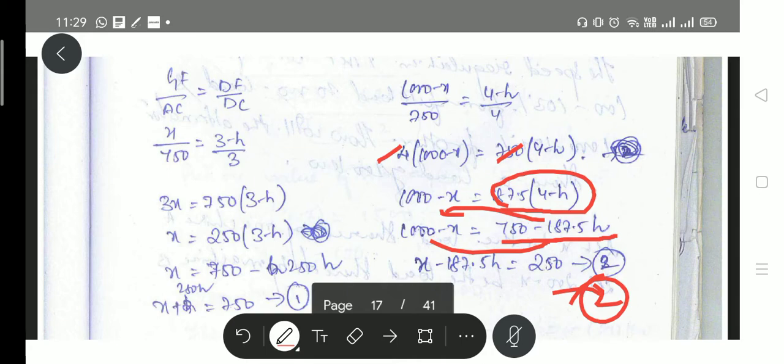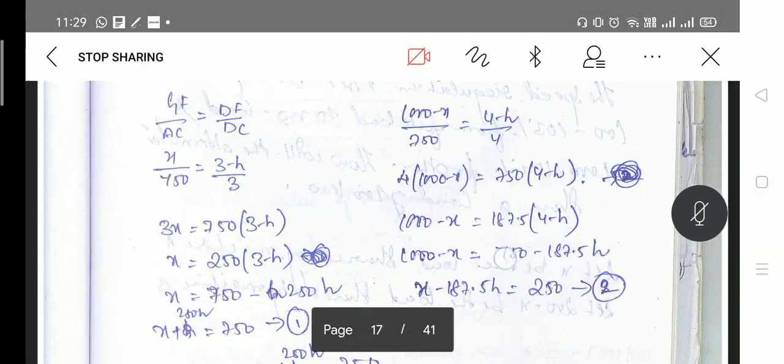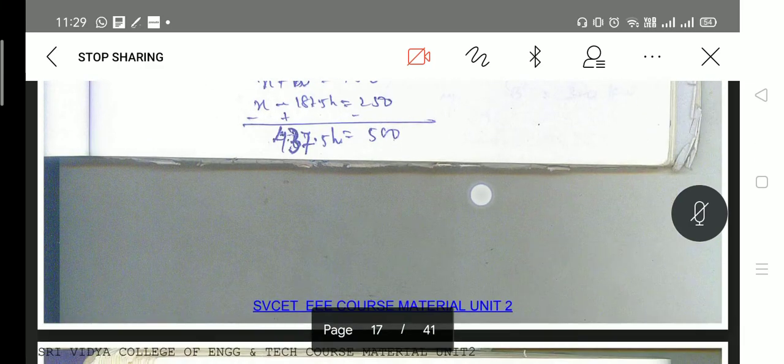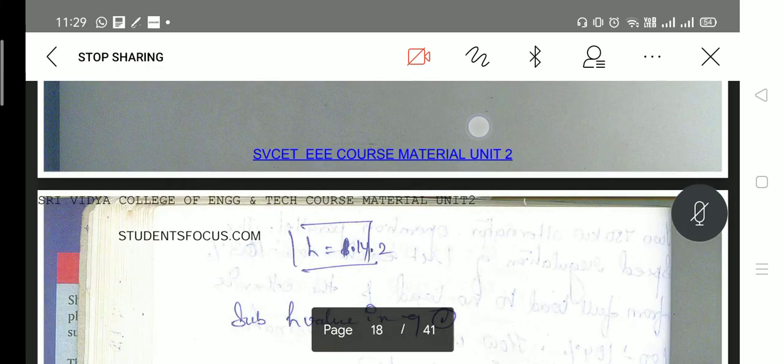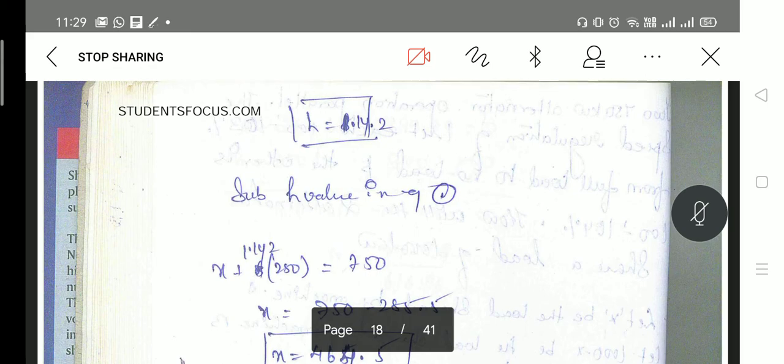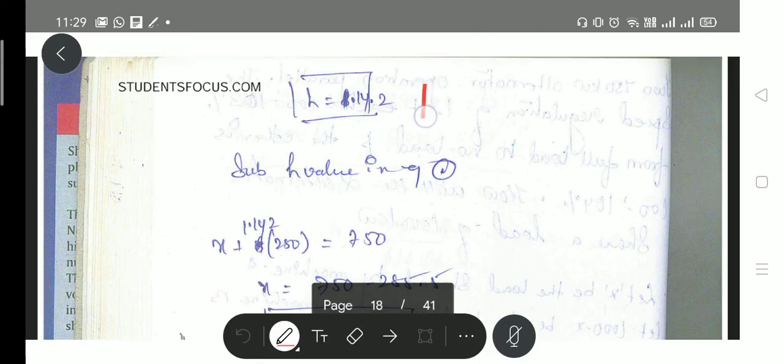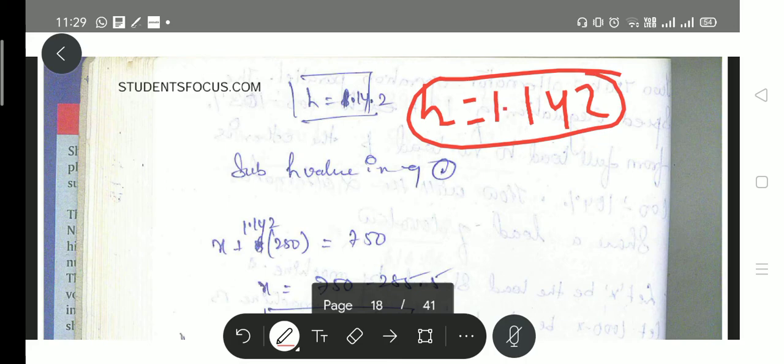Then we can calculate the X value. Then we will get the power supplied by the A load and the power supplied by the B load. We will get both the values. So first we can calculate the H value. Here the H value is 1.142. This is the H value.